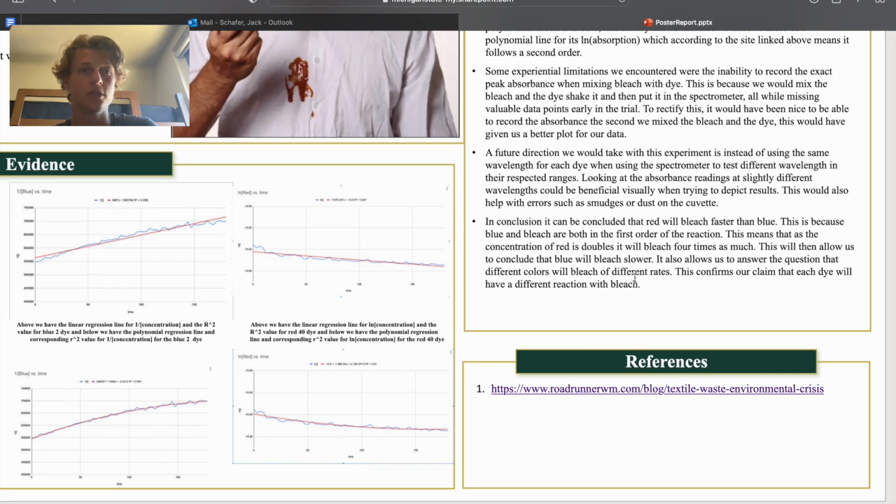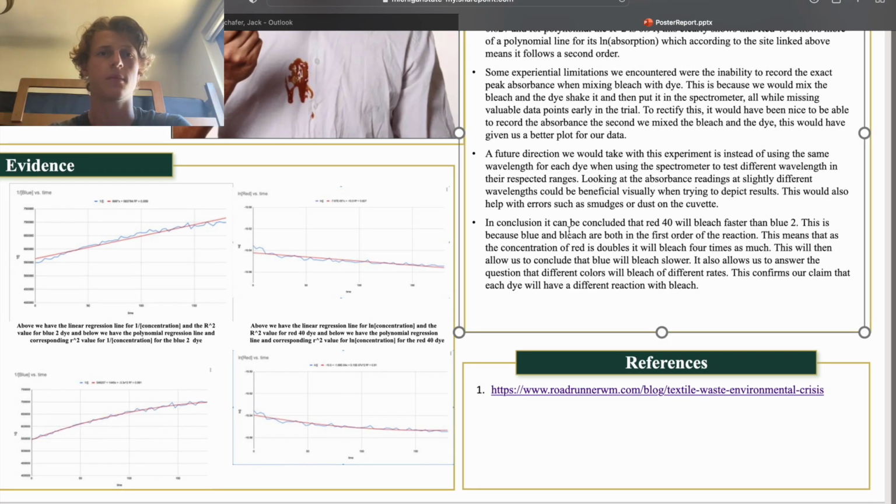Essentially, in conclusion, they're going to bleach at about the same time. However, the red, because it is a second order, is going to bleach much faster because the concentration of red doubles and it will bleach 4 times as fast, because it's kind of like the concentration to the second power, right? So it's going to bleach a lot faster. This will allow us to conclude that blue 2 will bleach slower than the red 40. And this confirms our initial claim that each dye will have a different reaction with bleach.